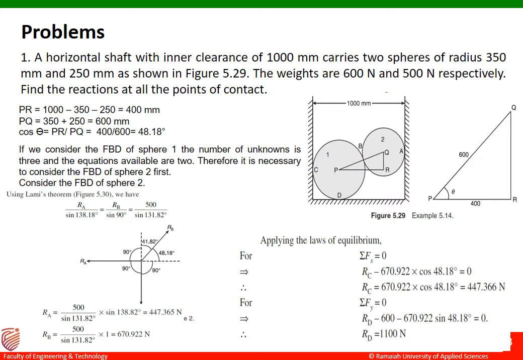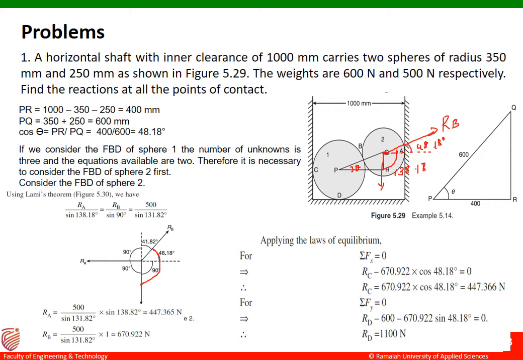Fine. Now let me remove all this. Now I'll draw the free body diagram here itself. Weight is coming downwards, and RB is going like this. So I'll draw a vertical here. If this is theta, this will also be theta. Theta is equal to 48.18 degrees. The angle between RB and the weight is given by 48 plus 90, that is 138.18 degrees. This is what is written over here, that is 48 plus 90.